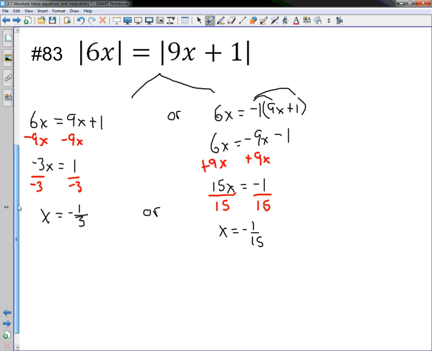So since we're dealing with the or statement, both of these are considered answers. And we write them as a solution in a set. So we have negative 1/3, comma, negative 1/15 as our solution for number 83. So similar process, you just need to remember to include this opposite sign over here.